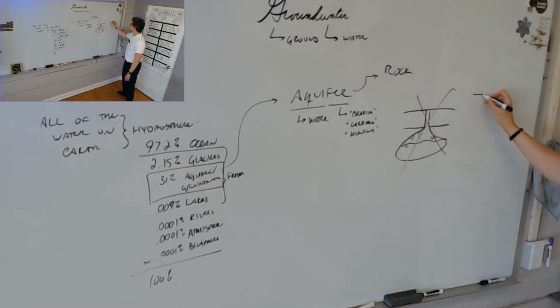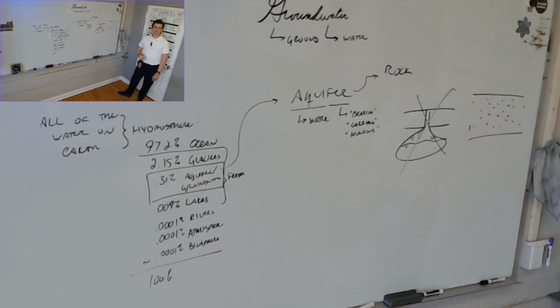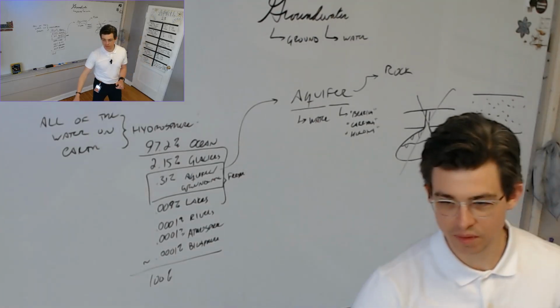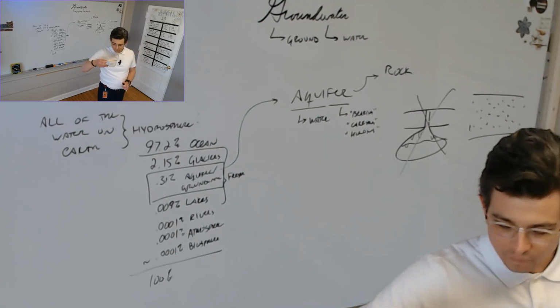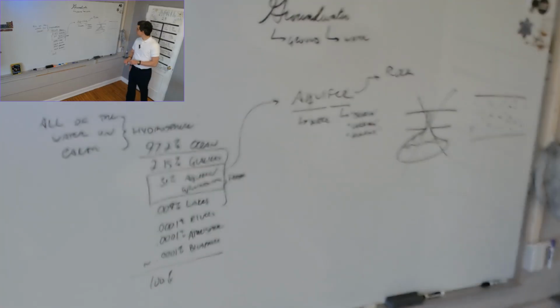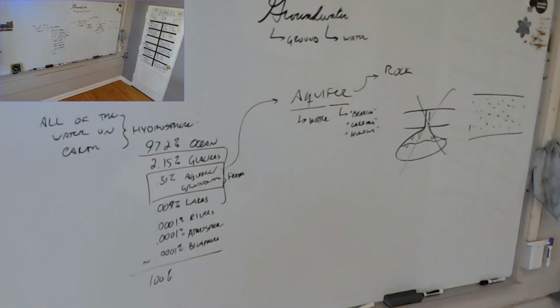Usually, an aquifer is a layer of rock. What kind of rock am I indicating here, geoscientists? You should know this. We've done this all year long. What do the little dots mean on the rock? What kind of rock is that? What kind of rock has the little dots? What did you say? Sandstone. Yeah.